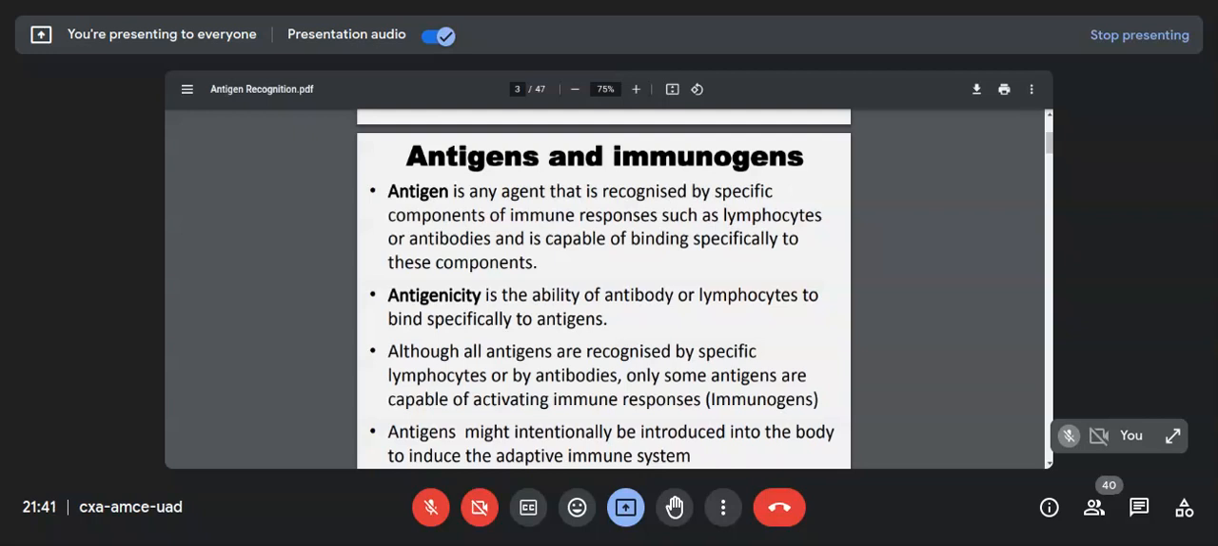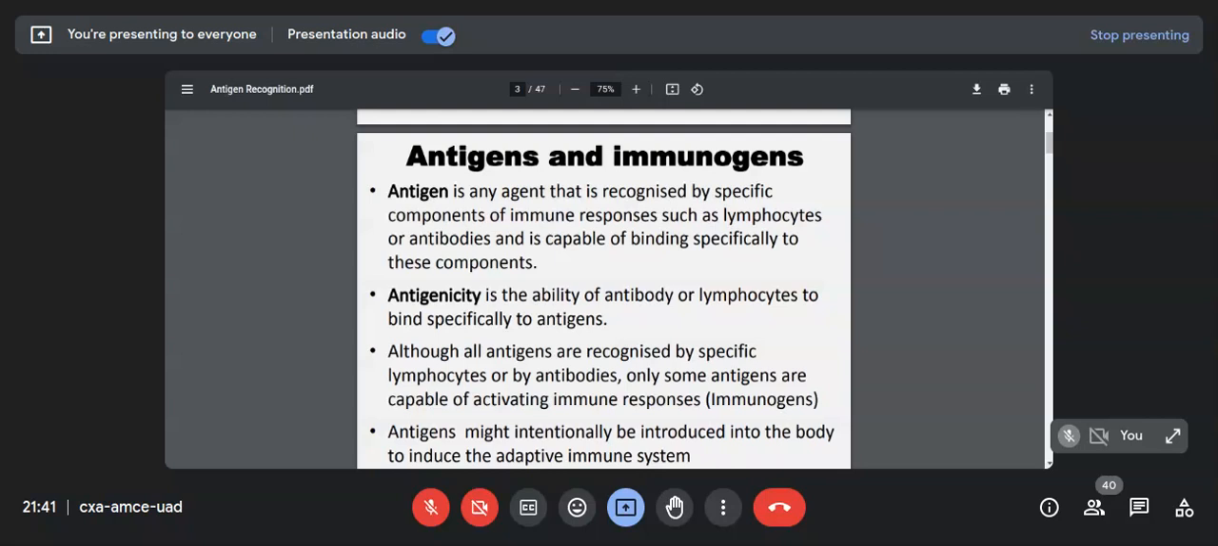So how can we differentiate the two? All immunogens are antigens, but not all antigens are immunogens. Have you gotten that point? All immunogens are antigens, but not all antigens are what? Immunogens. So it means all those molecules that can attach to a lymphocyte.